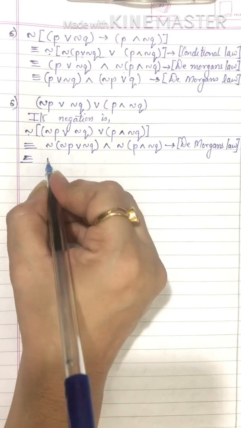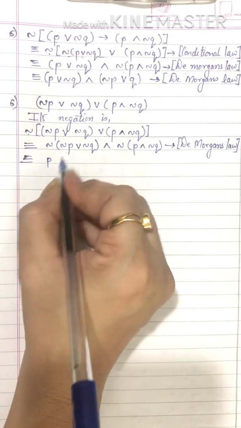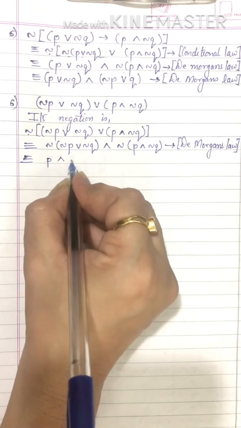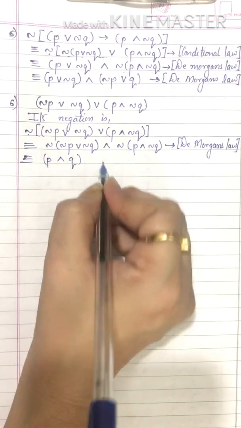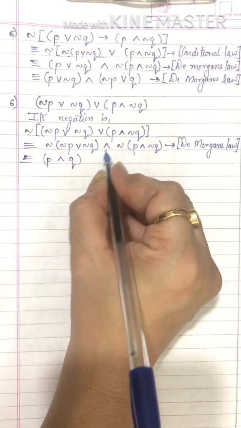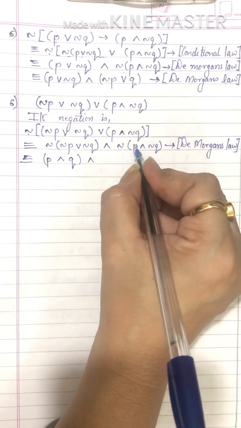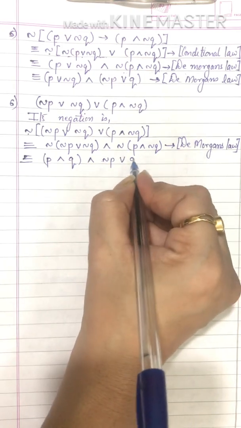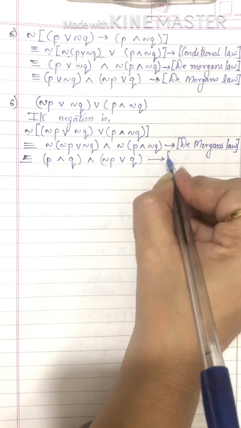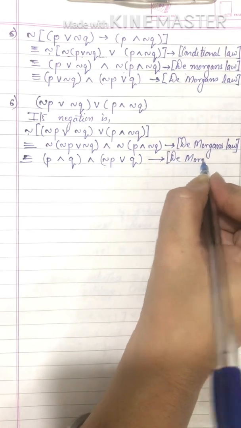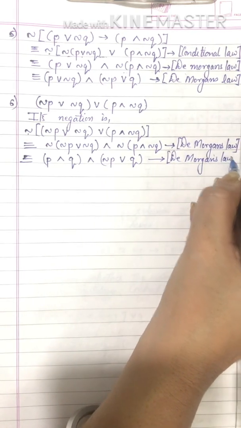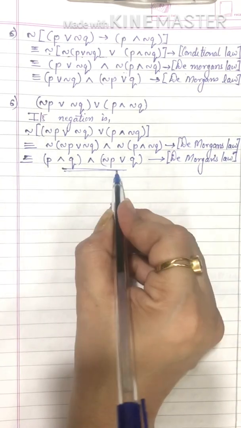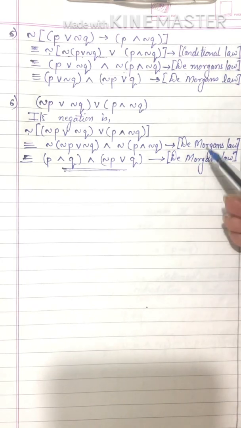Negation of negation P gives you P, and this one will become and, negation of negation Q will give us Q. So here I get P and Q, and then again applying De Morgan's law here, we will get negation of P, this will become or, negation of Q becomes Q. Okay, so again one more time we will write De Morgan's law. Okay, so you think this is so simple. Just keep on practicing and you will learn the laws on your own.